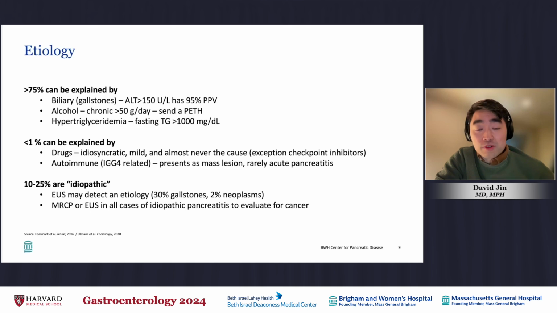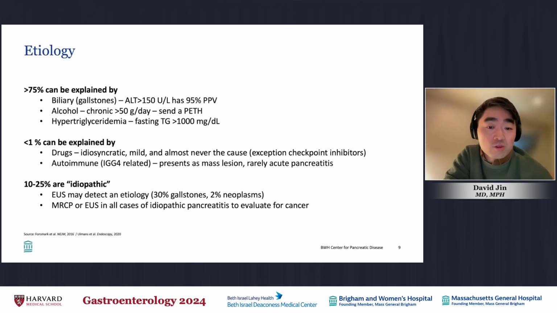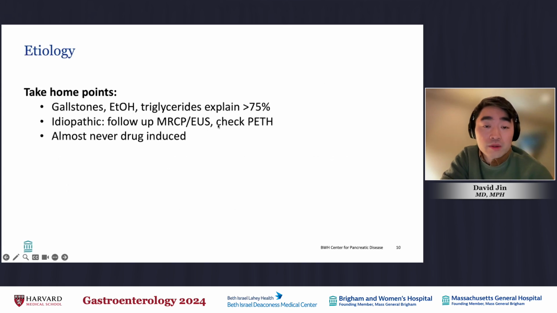Typically, 30% will show gallstones as the underlying cause, but a small percentage will show underlying pancreatic neoplasia. So it is my practice that in all patients with idiopathic acute pancreatitis, they get either an MRCP or EUS, typically 1 to 2 months after, to evaluate for underlying cancer. So the take-home point when it comes to etiology is that gallstones, alcohol, and triglycerides explain greater than 75% of cases. When it's idiopathic, make sure you follow them up with an MRI or EUS. You can also check a PEth level, and it's almost never drug-induced.